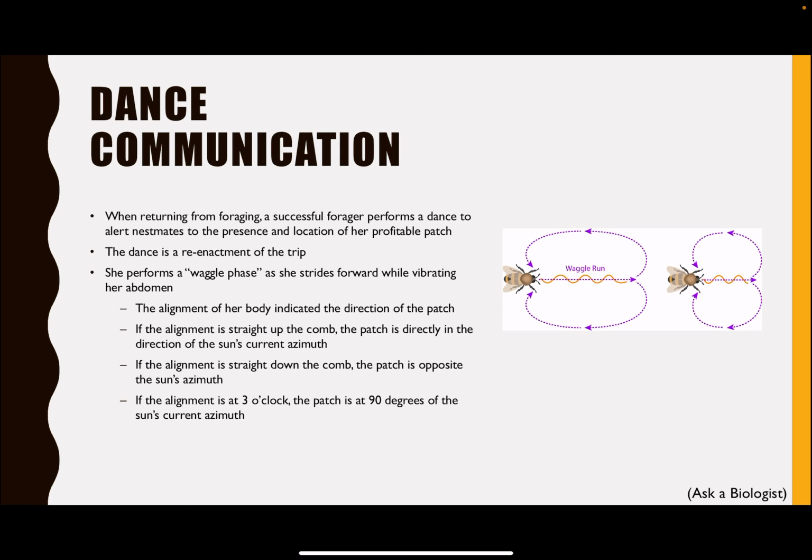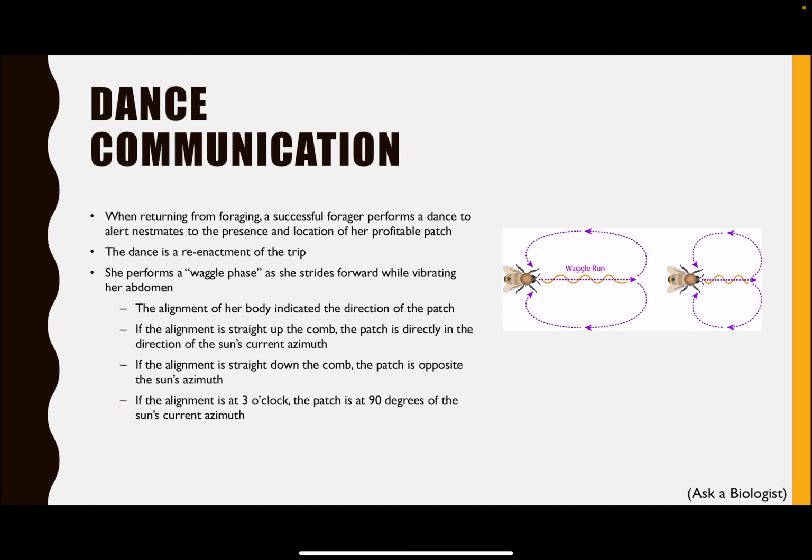When returning from a foraging quest, a successful forager will perform a dance, and it allows the nestmates to locate where this profitable patch of pollen is. Basically, this dance reenacts what the trip should look like and how to get there. She will perform what is considered a waggle phase, and she will stride forward as the other honeybees follow her while vibrating her abdomen. The alignment of her body indicates the direction of the patch.